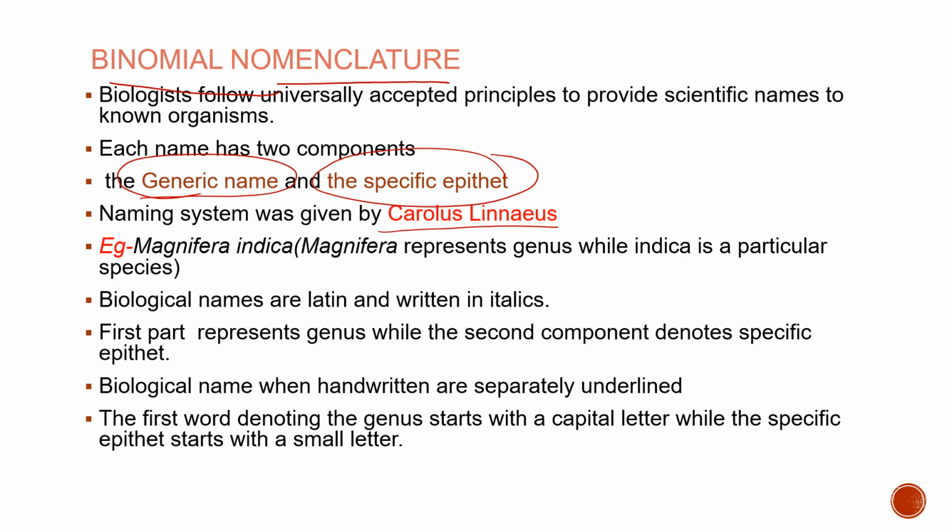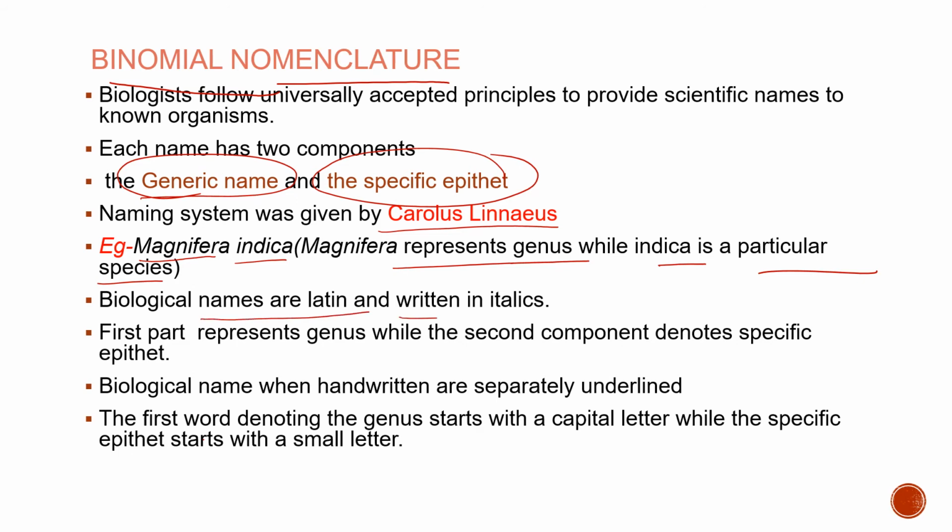Now if we take an example like Mangifera indica, the first name, Mangifera, represents the genus, whereas indica is a particular species. Is it clear? Now there are several rules on this nomenclature, and we will learn how organisms are named. Biological names are generally in Latin and are written in italics. They are Latinized and derived from Latin irrespective of their origin.